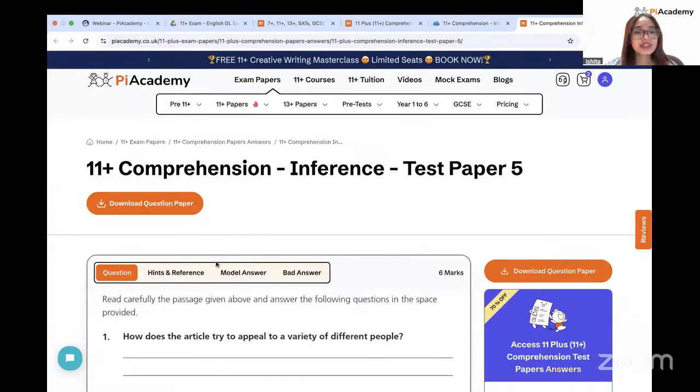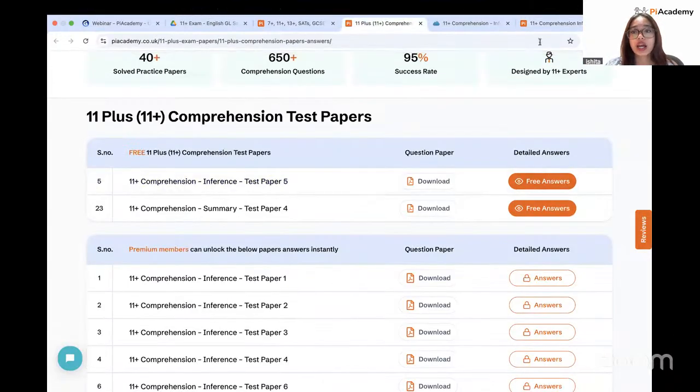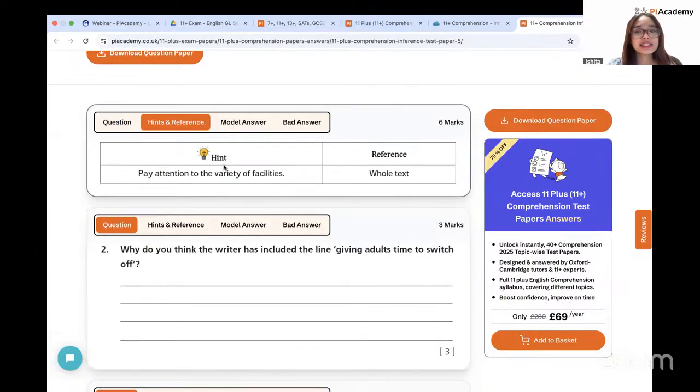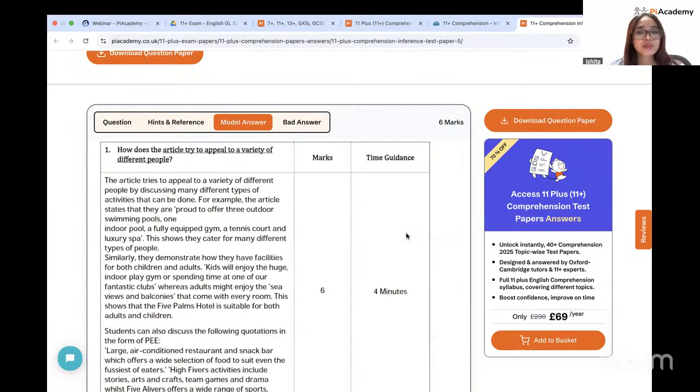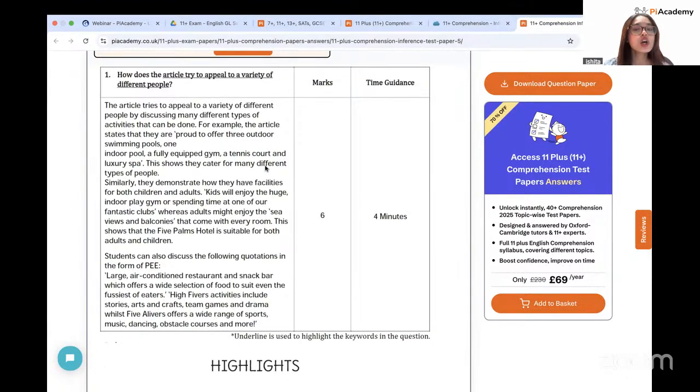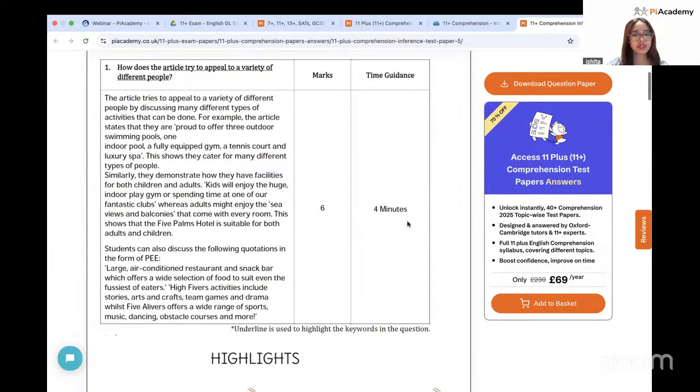And to make your life even easier, if you go onto the free answers section, you will be able to see the question again. We also provide hints and references. So here it's saying, pay attention to the variety of phrases, and for reference, you need to refer to the whole text in order to answer this specific question. We've also provided students a model answer. This model answer is written internally by our 11 plus experts and examiners. So this gives you an outline of what the actual examiner in the 11 plus English exam will expect from you. So this got 6 out of 6 marks, and the time guidance we've also shown is 4 minutes.